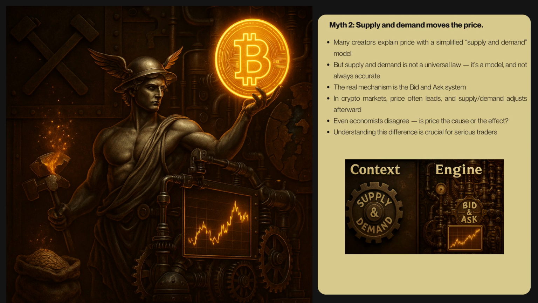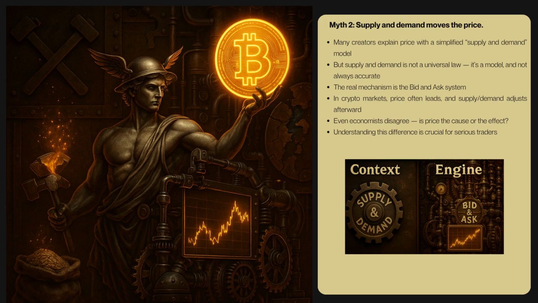The reality is often more complex, especially in crypto markets, where price can lead and supply or demand adjust afterward. Even economists can't agree. Is price the cause or the effect? This is where it gets tricky.